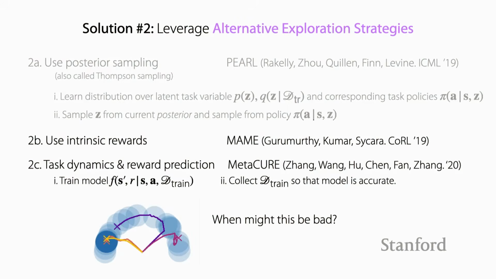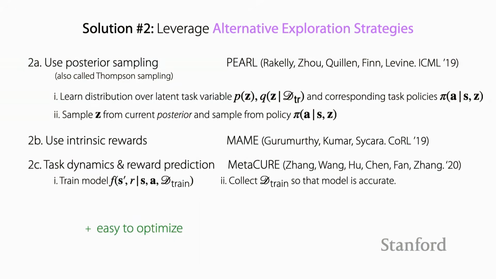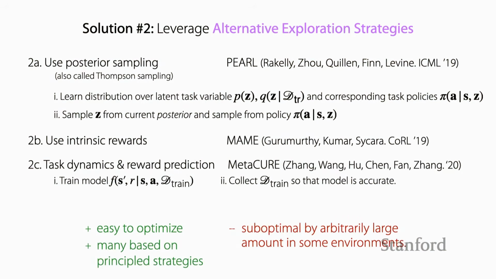There are also scenarios where this might be bad if there are lots of distractors or really complex state dynamics. But fortunately, we don't have too much time to go over that now. So these sorts of approaches are easier to optimize than end-to-end. A lot of them have some principle behind them, but they can be very suboptimal in certain environments, and it kind of depends on the environment or the domain.